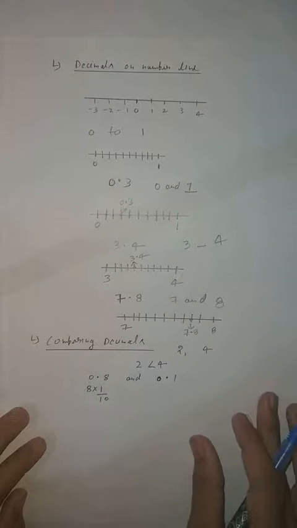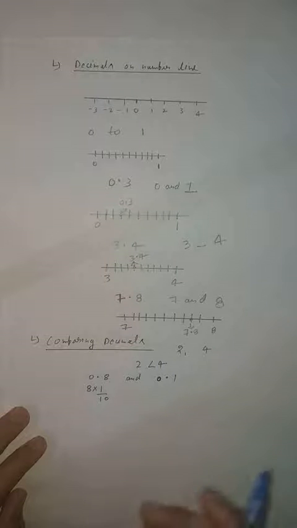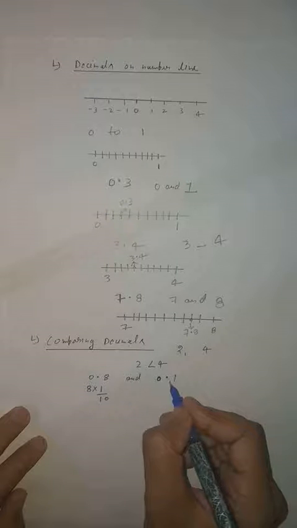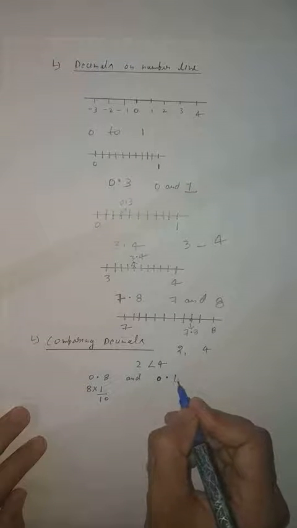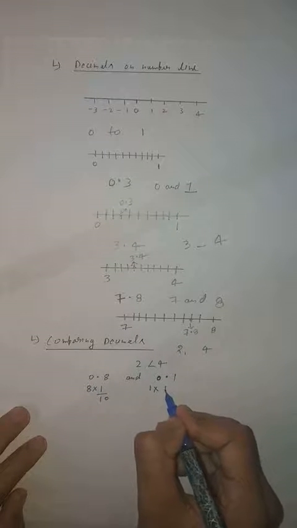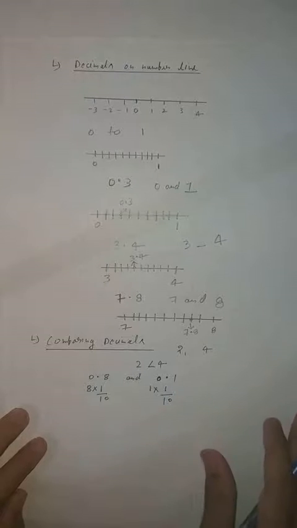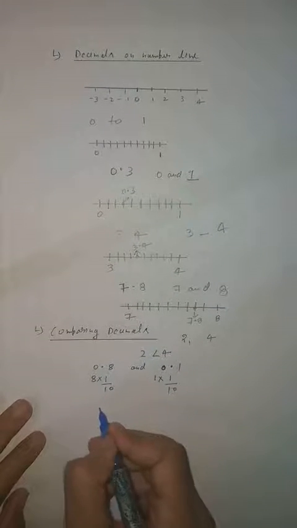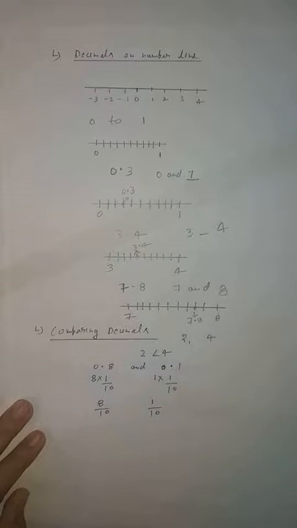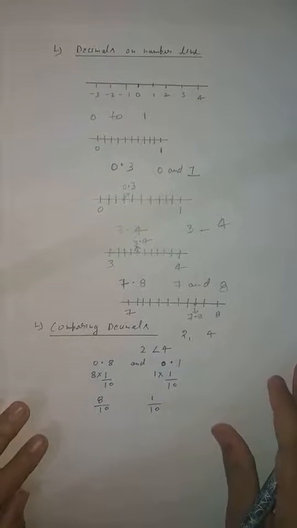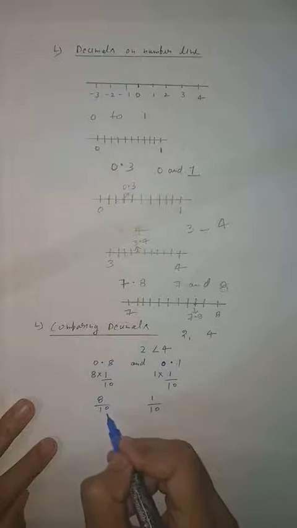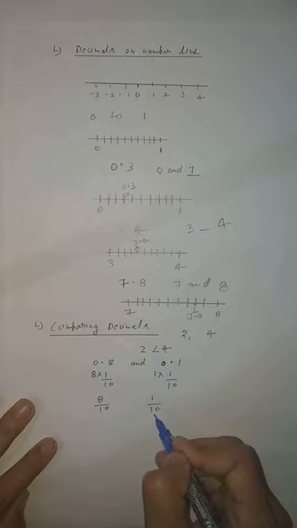Clear students? So now this is 0.1. This is also one place after the decimal, only 1 digit after the decimal. So this is also on the tenths place. So what will you do? 1 multiplied by 1/10. Tenths means 1 upon 10. Is that clear, students? So this becomes 8 upon 10 and this becomes 1 upon 10. Now you know that the denominator is equal. So this is 8 upon 10 and this is 1 upon 10.